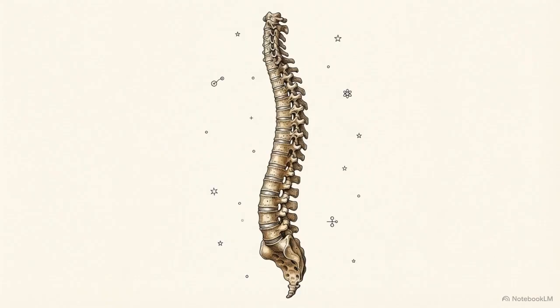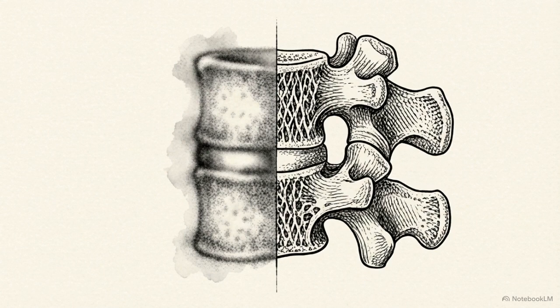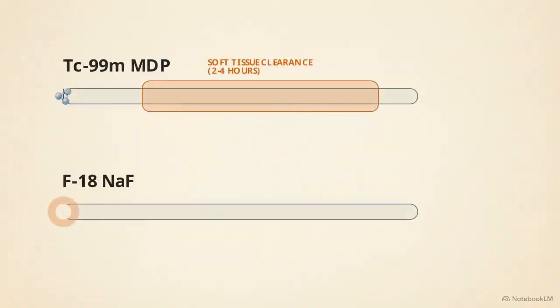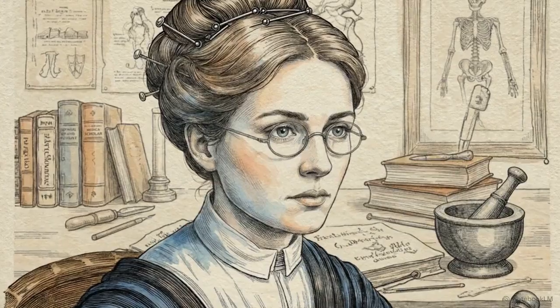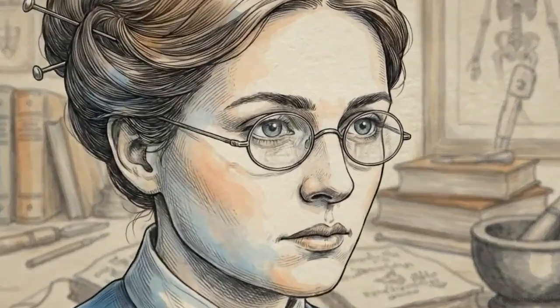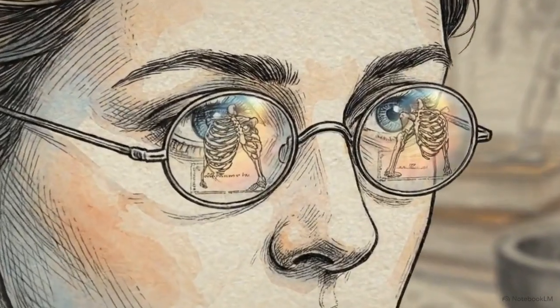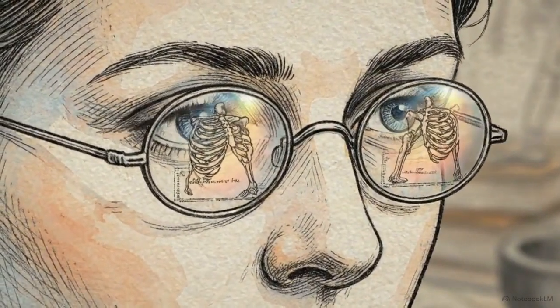Modern imaging offers a higher fidelity alternative, 18F sodium fluoride PET. F18 NaF PET utilizes the same physiological mechanisms of bone turnover, but offers significantly higher resolution and contrast than traditional planar scintigraphy. This clarity is achieved without the prolonged soft tissue clearance delays required by TC MDP. But despite this incredible technological advancement in image quality, the fundamental intellectual requirement for the physician remains exactly the same.